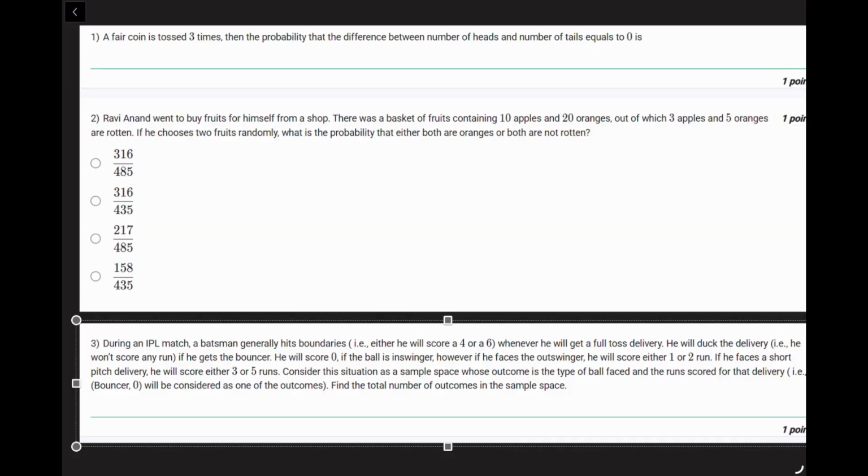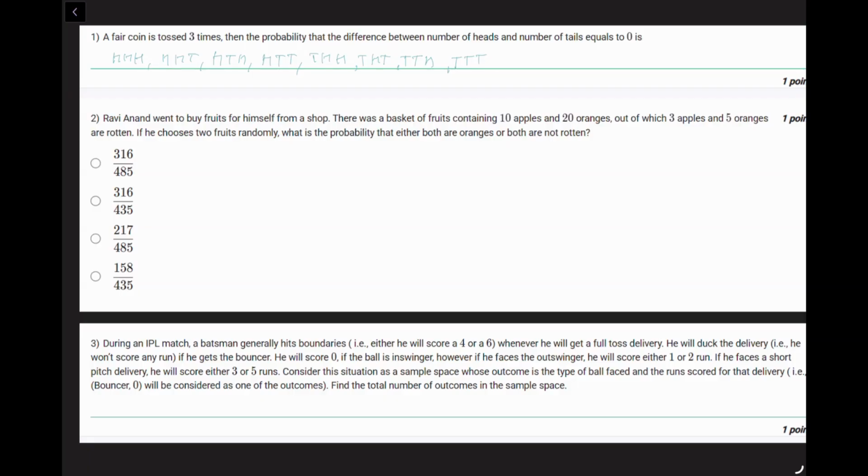When a coin is tossed 3 times, what are the possible outcomes? H, H, H, that's 1. H, H, T, that's again. H, T, H, H, T, T. I'm just listing out all the possible outcomes that we are receiving. T, H, T. Then we have T, T, H. And we have T, T, T.